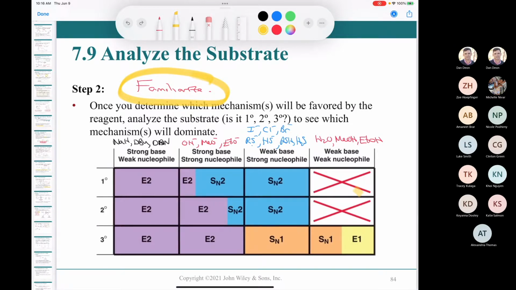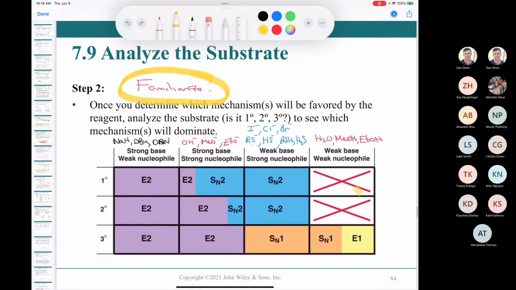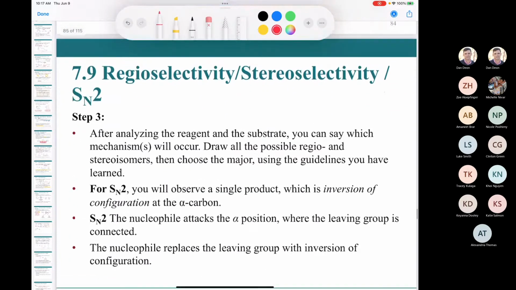So let's say you have a hindered base. One notable exception would be this one right here. If you have a primary alkyl halide but you're using potassium t-butoxide, then E2 would predominate to the point where you'd get next to no substitution, I would say. But anyhow, that's enough about that.